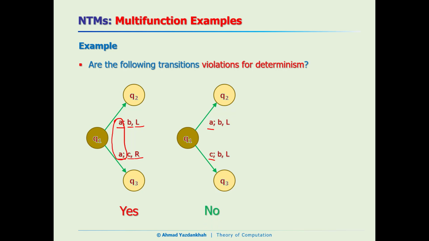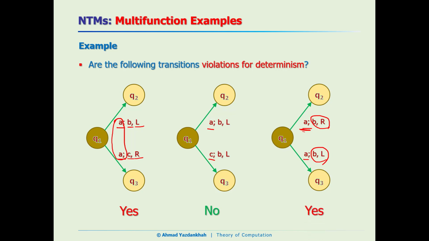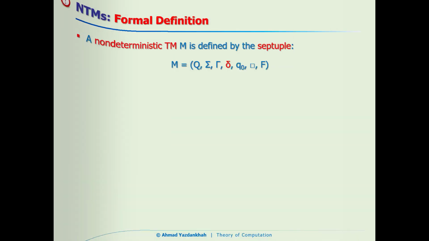So definitely it's not. How about this one? Again, the input is A, the input is A, right? We don't care that these operations are different; the thing we really care about is the input symbol. So this is definitely a violation of determinism. What would be the formal definition of a non-deterministic Turing machine?